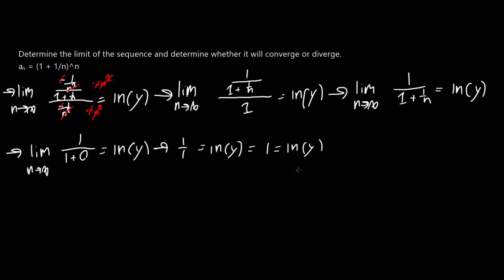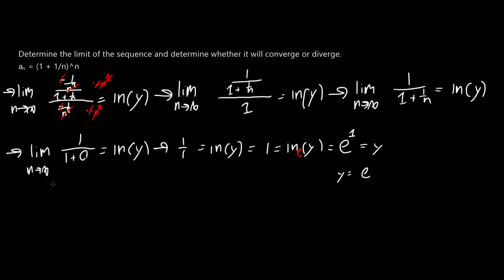And now the goal is to solve for y. So the natural log has a base of e. And then if we convert this to exponential form, the base will be e, as we just said, and then the exponent of this base will be 1, and this will all be equal to y. So then y will equal e to the power of 1, which is just e.